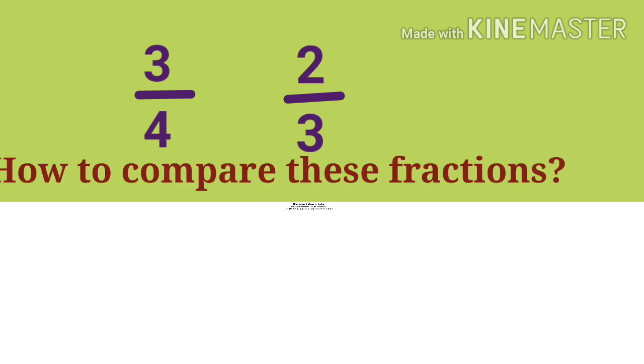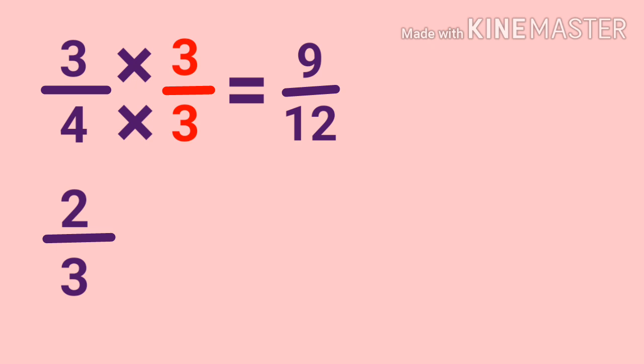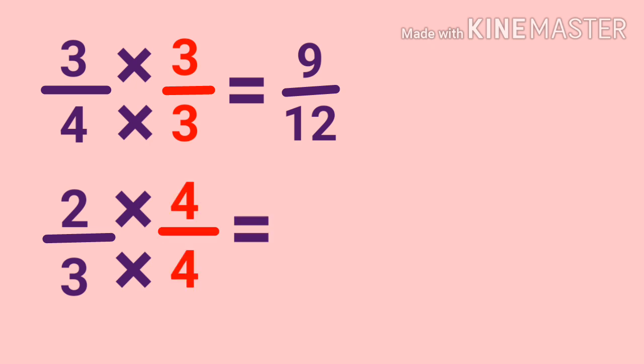So, for this, we need to convert them into equivalent fractions with the same denominator. We have already learned equivalent fractions in video 3. So, we will multiply the numerator and the denominator of the fraction 3/4 by 3 and here we get 9/12. And multiply the fraction 2/3 by 4 and here we get 8/12.